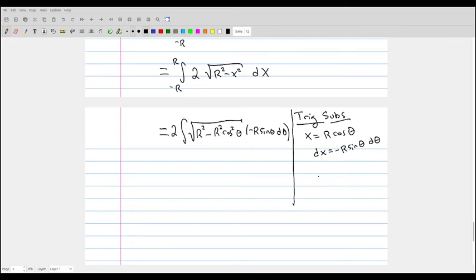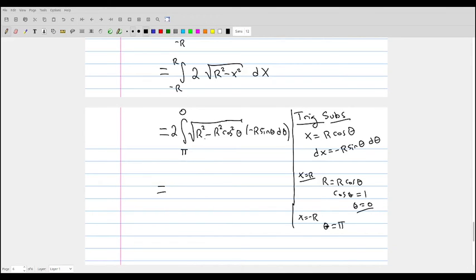And we also have new bounds from the trigonometric substitution. Our initial bound, or top bound here, is r, so when x is equal to r, you get the equation r is equal to r cosine theta, or cosine theta is equal to 1, which means that theta is equal to 0. And from a similar calculation, when x is equal to negative r, you get theta is equal to pi, because that means cosine theta is equal to negative 1. So the new bounds in this trig substitution are going to be from pi to 0.